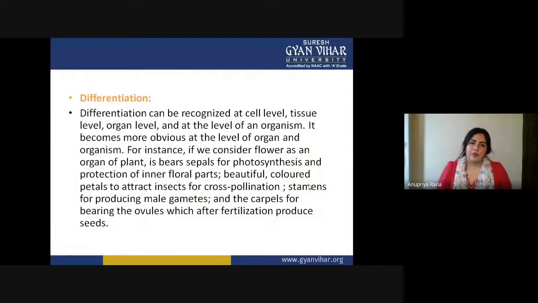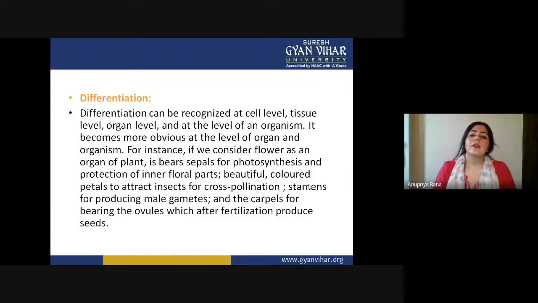Now the differentiation process. What happens when differentiation occurs inside the plant body? Differentiation can be recognized at the cell level, tissue level, organ level, and at the level of the organism. You all know the cells are the basic functional and fundamental unit of our organism, so everything has to start with the cell level. Cells combine and form tissue, tissue combines and forms an organ, and organs combine to form the organism. So this process goes in steps.